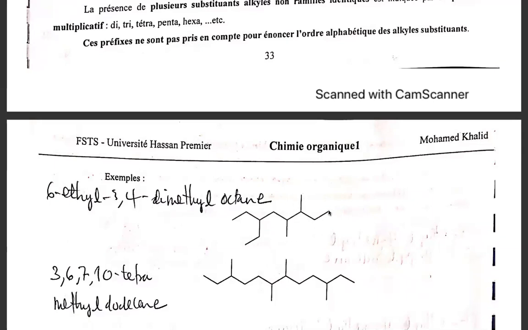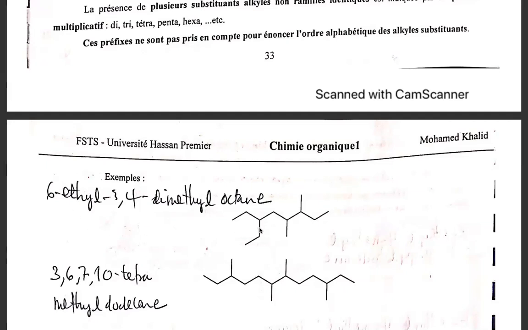So the name would be 1, 2, 3. At position number 3, we have a methyl. At position number 4, we have another methyl. At position number 6, we have an ethyl. So as usual, E comes first in the alphabet, then you have M later on.